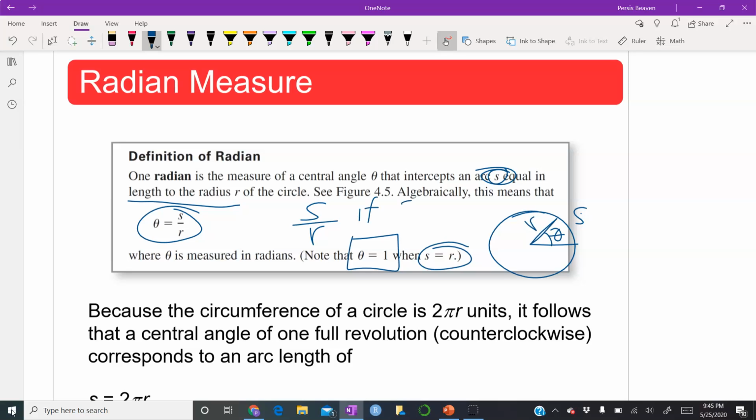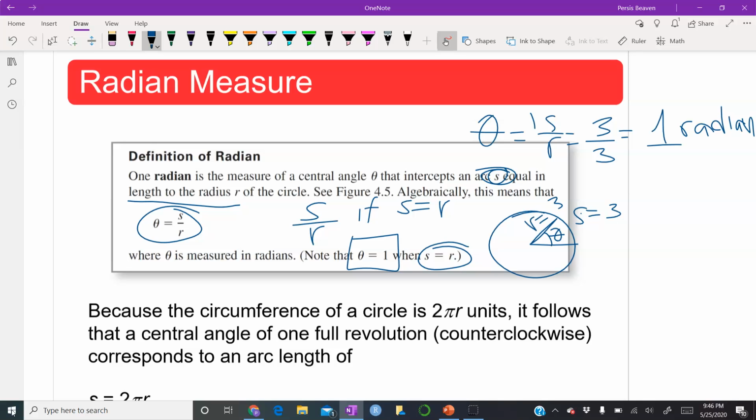So if S is equal to R, just to have an example with numbers, let's use 3. So 3/3 for S over R will give us a 1. So that will tell us that the angle measure is 1 radian. And we will be converting degrees to radians and vice versa. So once we do that, it will start making a little more sense.